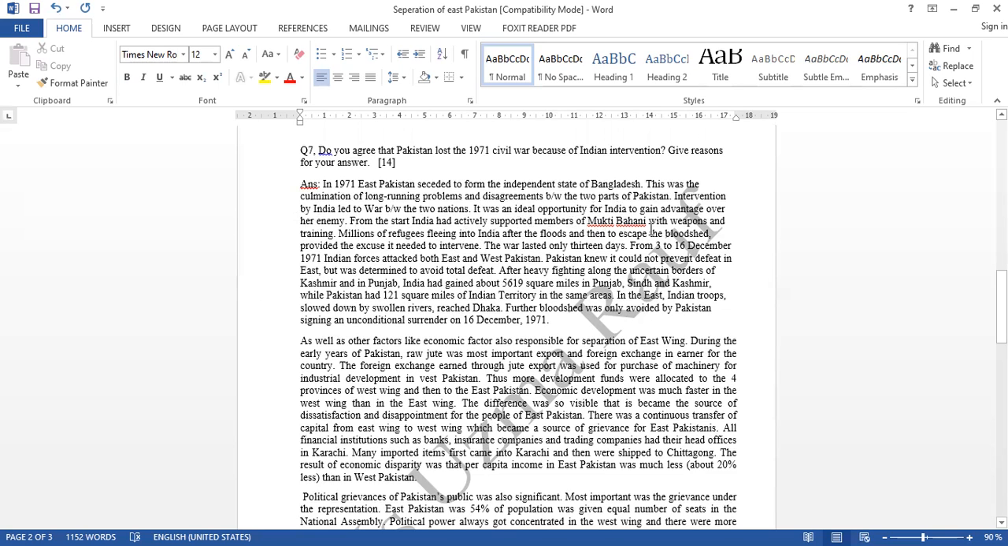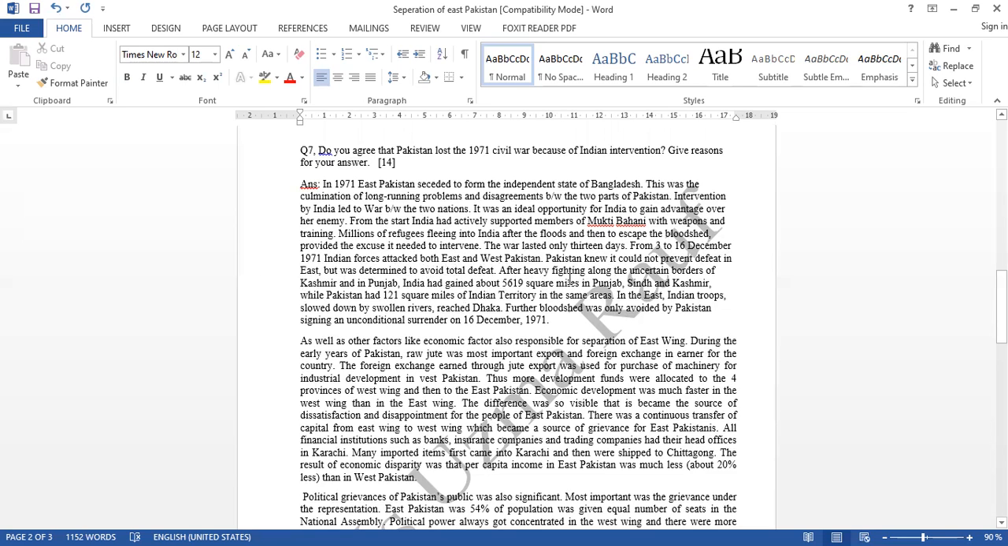I told you Mukti Bahini was a rebel force of Bengalis, who were trained by the Indian army with weapons and training. Millions of refugees fleeing into India to escape the bloodshed provided the excuse it needed to intervene. The war lasted only 13 days, from 3 to 16 December 1971. Indian forces attacked both East and West Pakistan. Pakistan knew it could not prevent defeat in the East, but was determined to avoid total defeat.